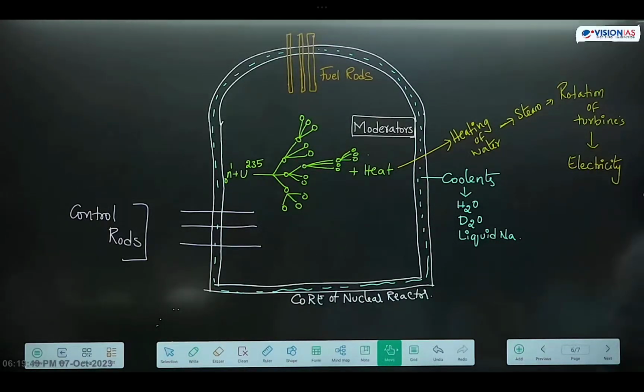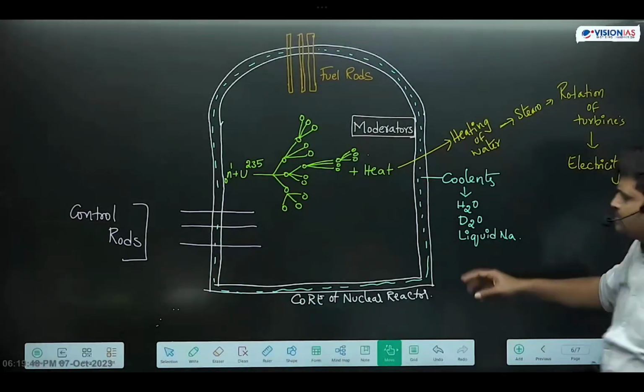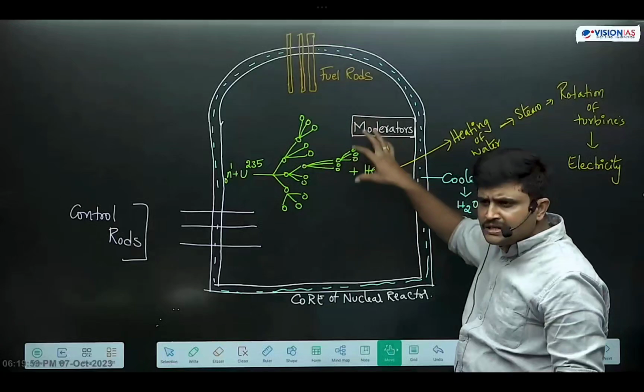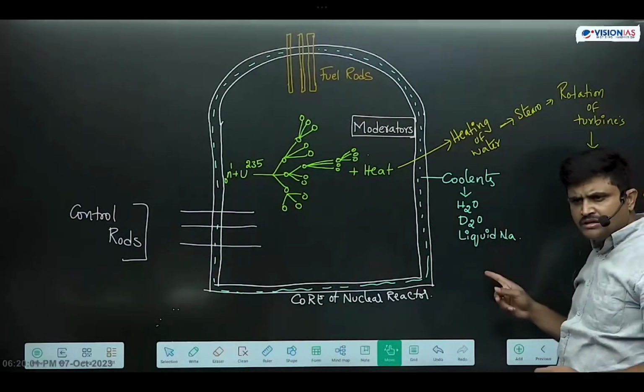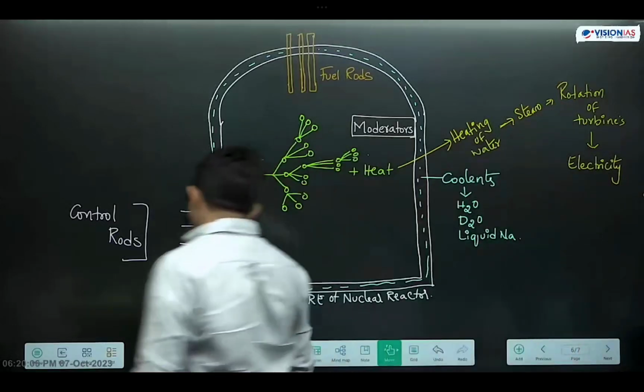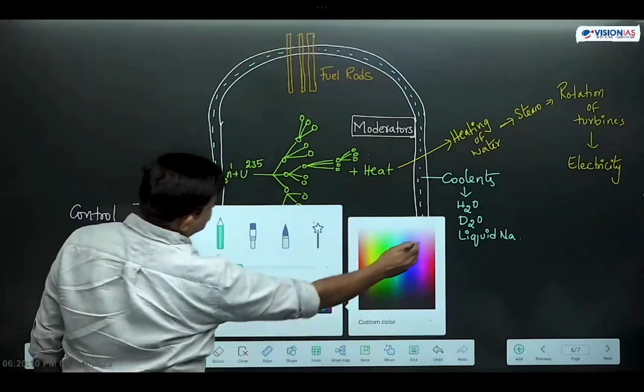Next one is fuel rods. What fuel rods are generally used? Plutonium, uranium and thorium are the fuel rods that are used. And coolant: heat energy will be generated, and from time to time we need to maintain the temperature of the core. Hence we use coolants. Generally used coolants are water, heavy water and liquid sodium. Okay, now these are the components of a nuclear reactor, students. Make note of each and every component.